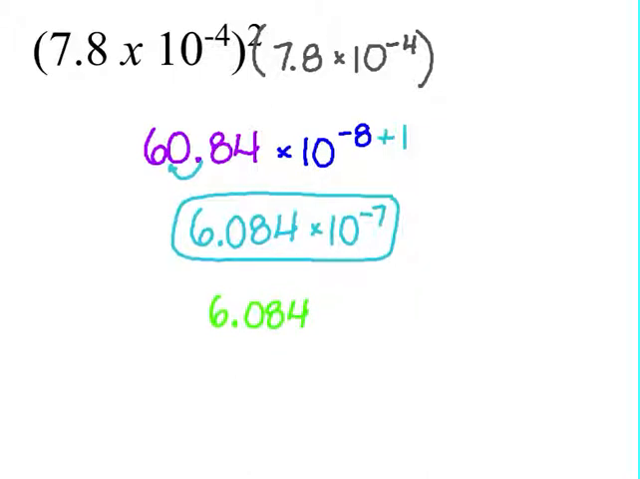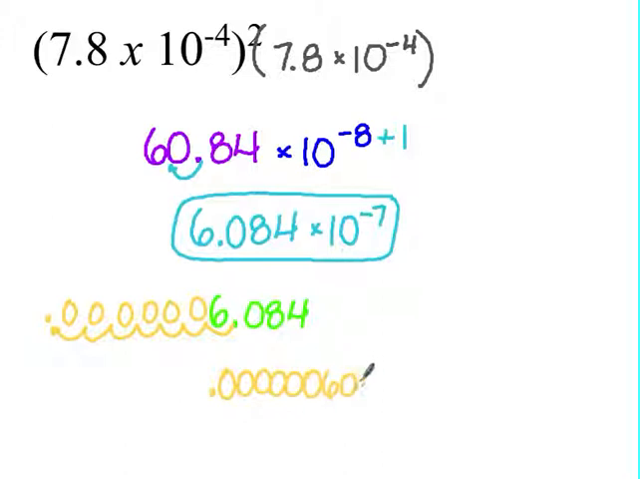Now what do I do? Move it to the left 7 spaces. 4, 5, 6, 7. So this is going to be a small number. There you go.